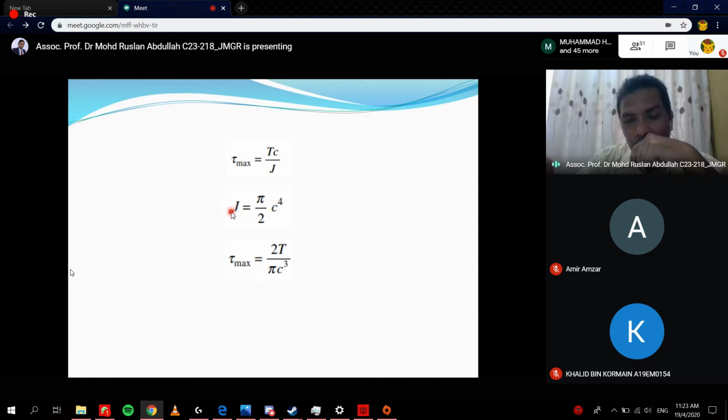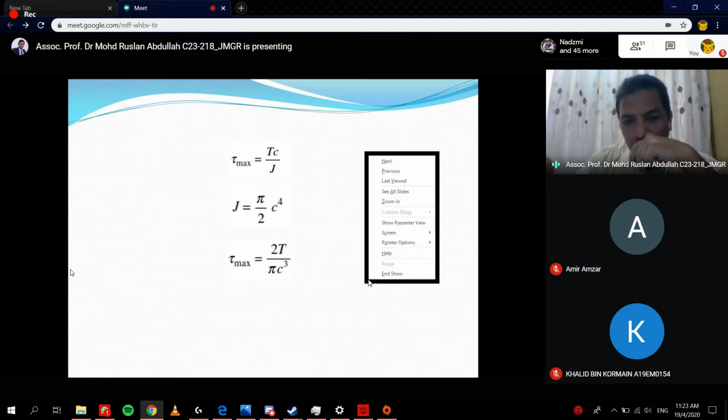This J depends on the cross section, like the second moment of area we discussed before. So it depends on this area. J is the polar moment of inertia, and it depends on the cross section. So J equals pi over 2 R to the power of 4, and when you substitute this J into the formula, you can simplify it to tau maximum equals 2T divided by pi R cubed or pi C cubed.